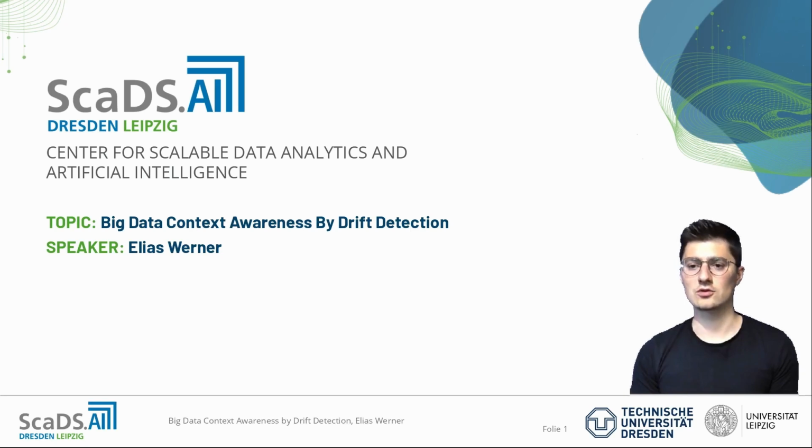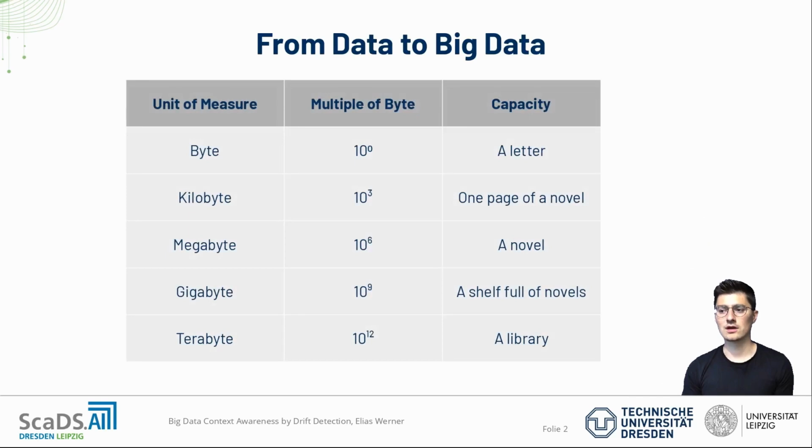First of all, I would like to start with a short motivation and show what we actually mean when talking about big data. In this table you can see different units of measure that you might know from your daily business. For example, we have a byte that has the capacity of 1 letter. We have a kilobyte that can store 1 page of a novel and a megabyte that is enough space for a whole novel. Following this metaphor, a gigabyte could store a shelf full of novels and a terabyte is then in the order of magnitude of a library.